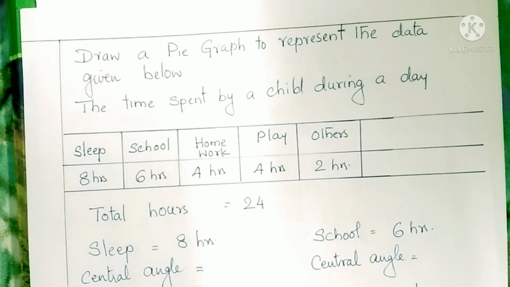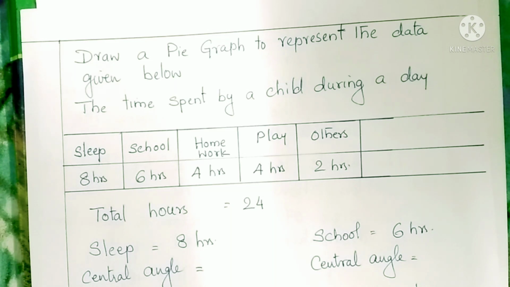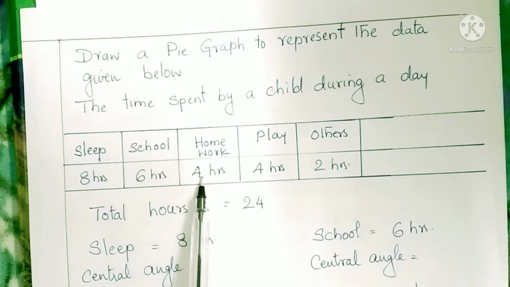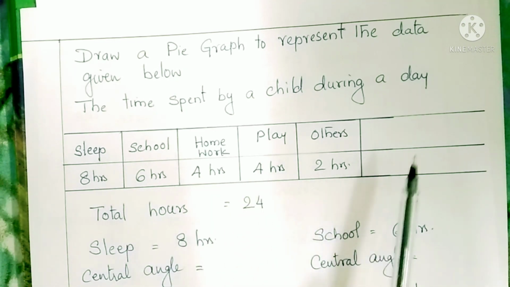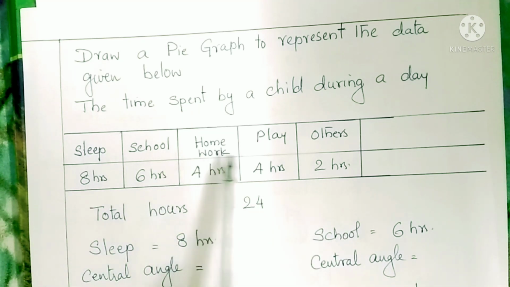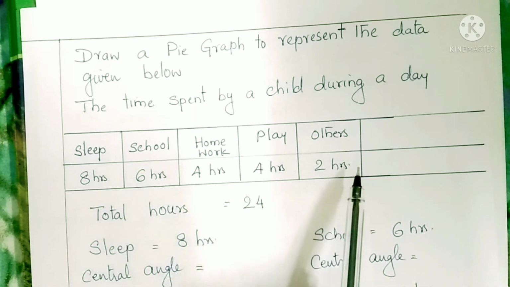Now, we know that in a day how many hours are there? 24 hours. Let us check that. 8 plus 6, 14, 18, 22, 24. So, the 24 hours of a day is divided into 5 categories. Now, these 5 categories we need to show using a circle graph, in a circle, using different sectors corresponding to these values.